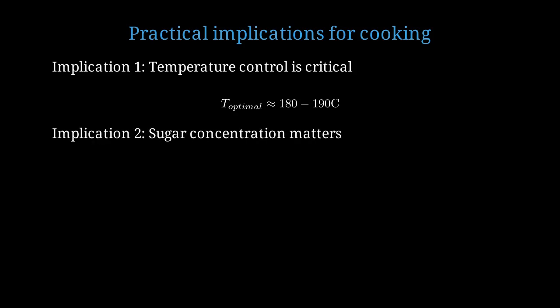Second, sugar concentration matters enormously. Too little sugar and the matrix isn't viscous enough to trap fat. Too much and the matrix is too rigid to allow expansion. The optimal sugar concentration is approximately 20 to 30% by weight. This gives the right viscosity and gel strength.